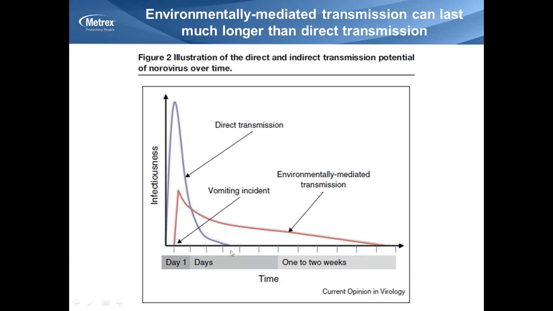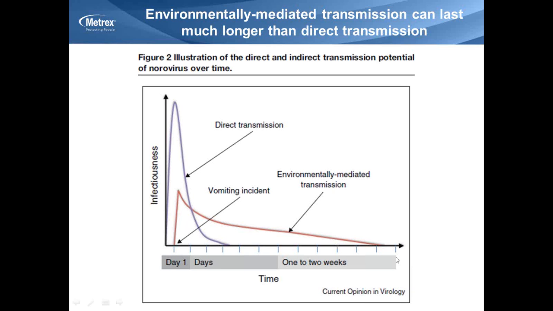For example, influenza probably lasts anywhere from four days to 1 week to be infectious through direct person-to-person transmission. However, the trade-off for environmentally mediated transmission is that, even though it does not shoot very high for the infectious dose, it can last for a long period of time.